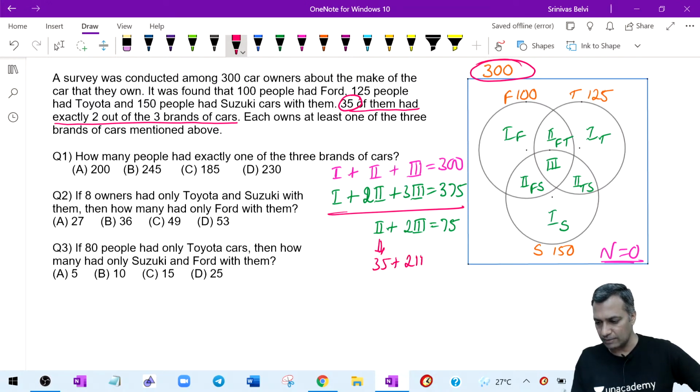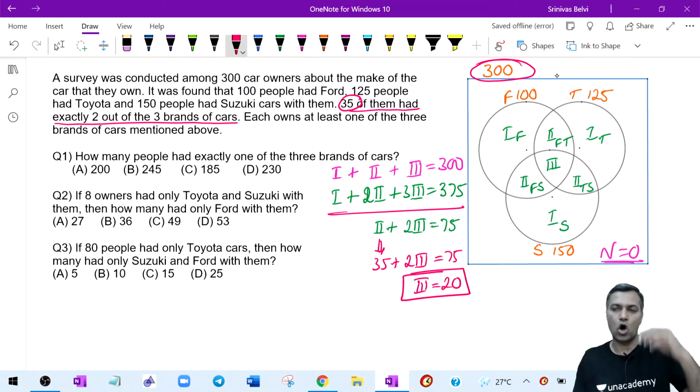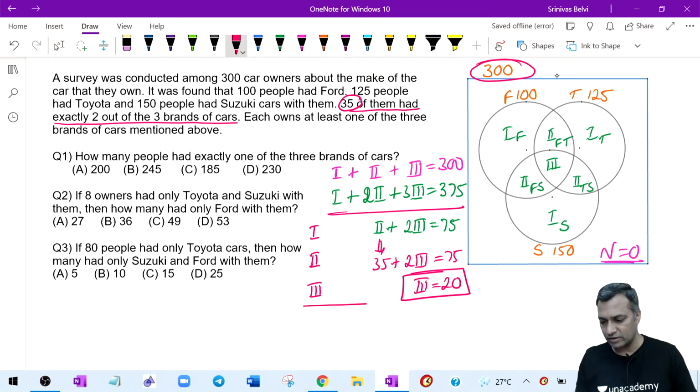35 plus 2 times region 3 is equal to 75. From here, you find that region 3 is nothing but 20. 20 of them own all 3 cars. Now I know that, therefore I can come back and write, what is the breakup of this 300? Some people own exactly 1 car, some own exactly 2 cars, some own all 3 cars together.